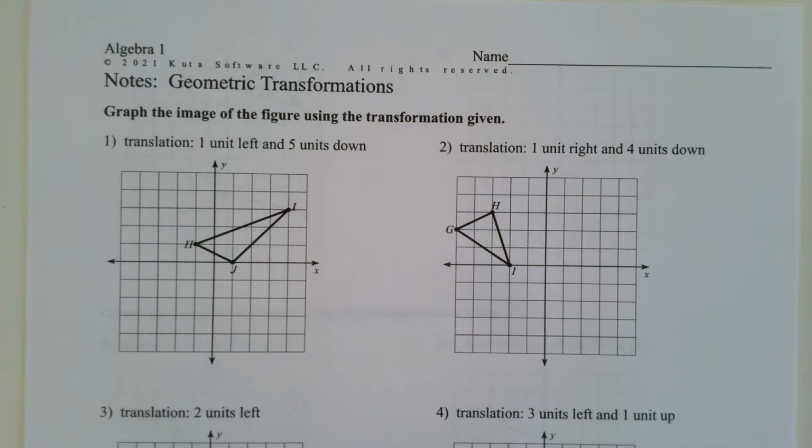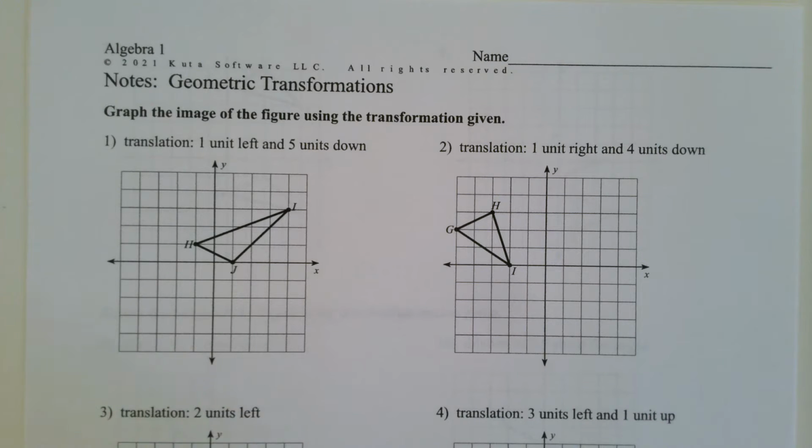So looking at this, question number one asks us to translate the figure HIJ 1 unit to the left and 5 units down. Now, once we do that, we're going to call it something else, not HIJ, but instead H'I'J' (H prime, I prime, J prime), to denote it as the ending image instead of the starting image that we can currently see. So let's go ahead and start that.